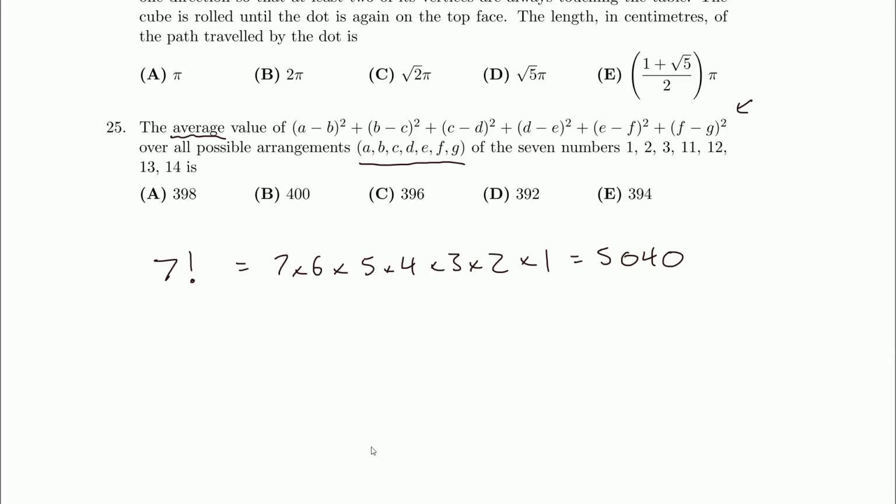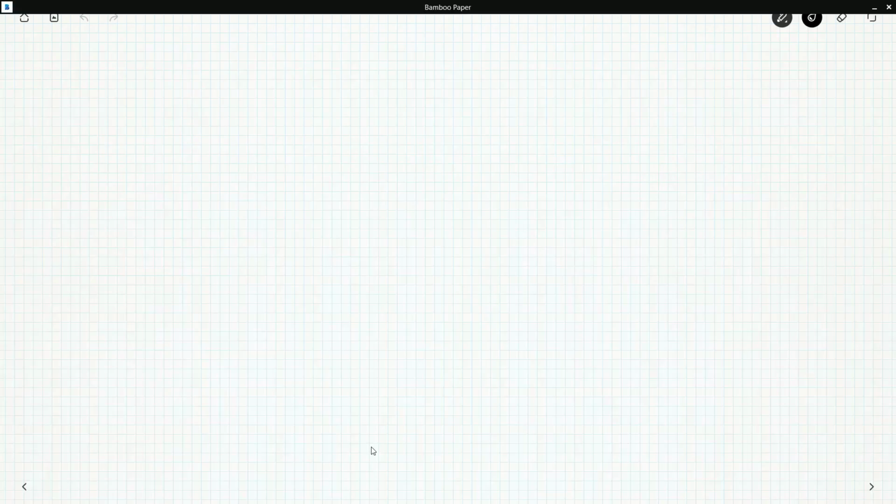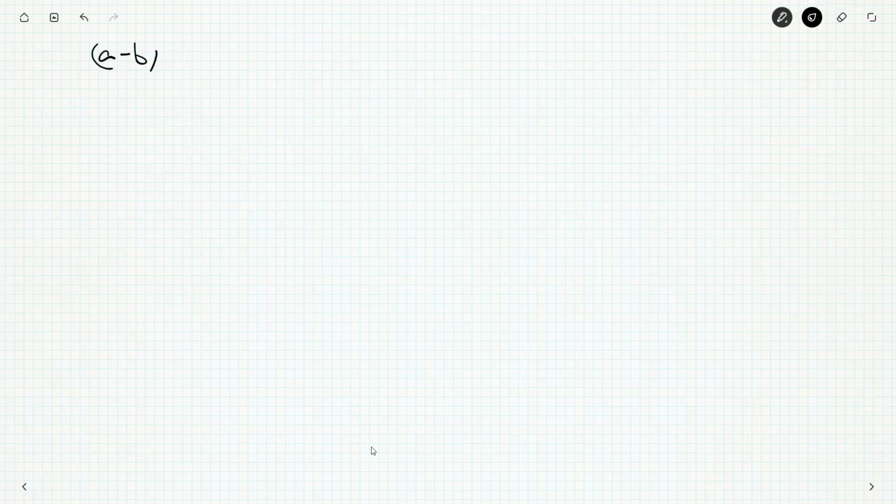Now, if you're having trouble with a question like this, I would recommend you try a simpler case. So we might try something like (a minus b) squared plus (b minus c) squared, and use 1, 2, and 5. I don't think the numbers matter particularly, but we'll just pick some small numbers like that. There's only going to be 6 possible combinations: 3 factorial, 3 times 2 times 1, is 6 arrangements.